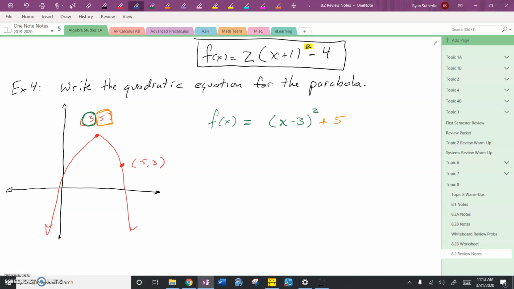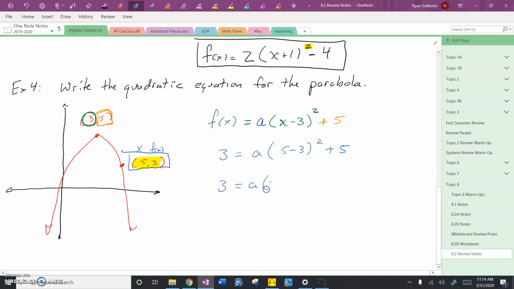Now we need to find the a value. So the a value is always here. And I'm going to use my point that I'm given here that I'm highlighting right now. In this point, 5 is the x value, 3 is the y value, which we're going to call f of x. So where I see f of x, I'm going to put 3. Where I see x, I'm going to put 5. And now we have to do order of operations. So 5 minus 3 is 2. Now I can do 2 squared is 4.